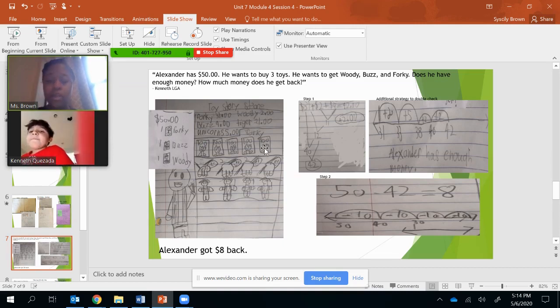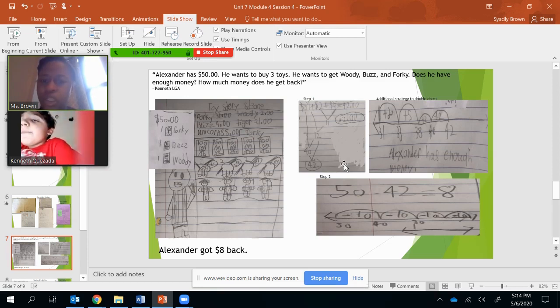Yeah. Cool. All right. So I noticed in your paper I kind of broke off pieces of it so we could see different parts at a time. Can you talk to me about what's going on in step 1? In step 1, what I did is I added the amount of what each toys cost that he wanted to buy, and then I added them together.